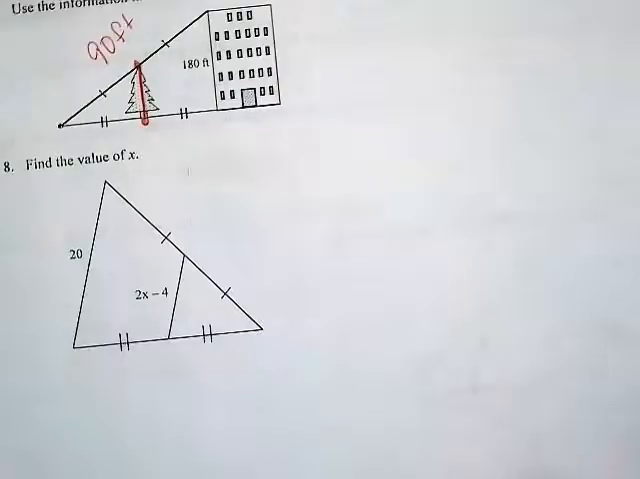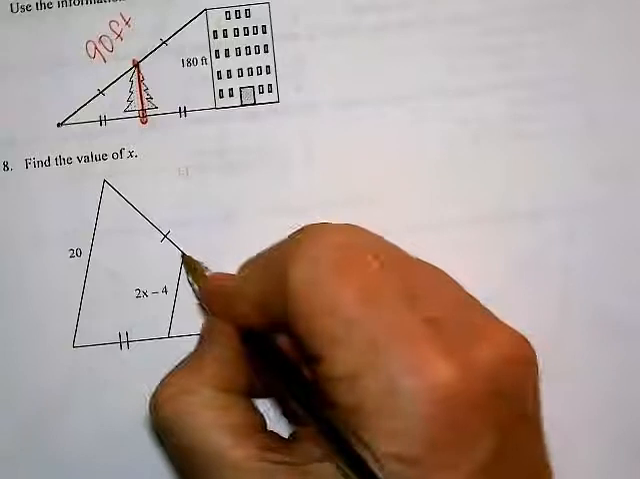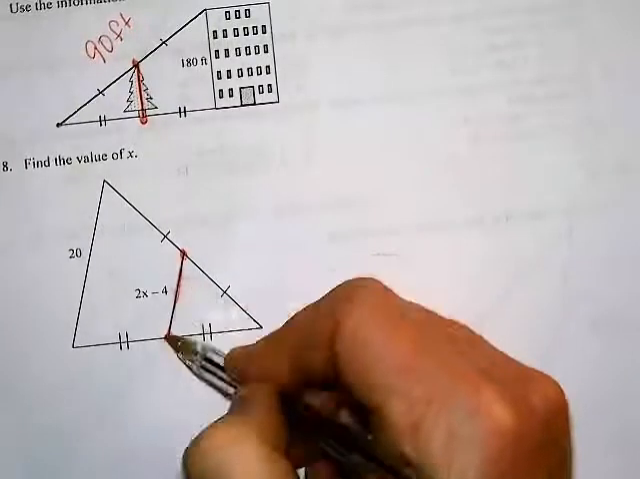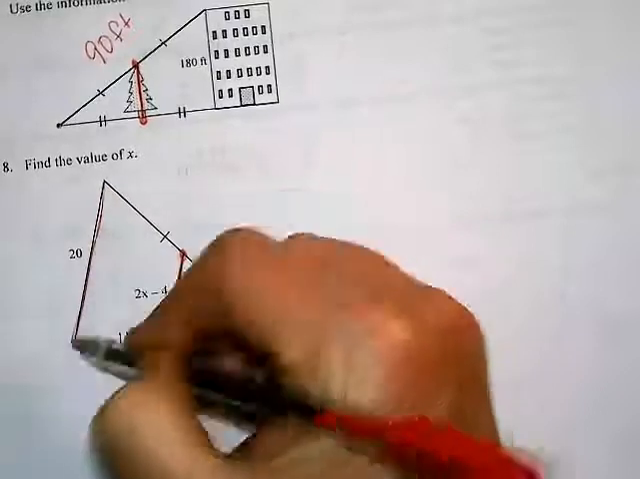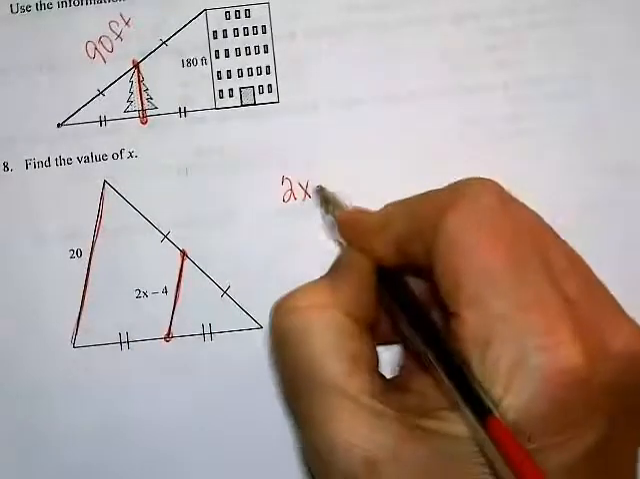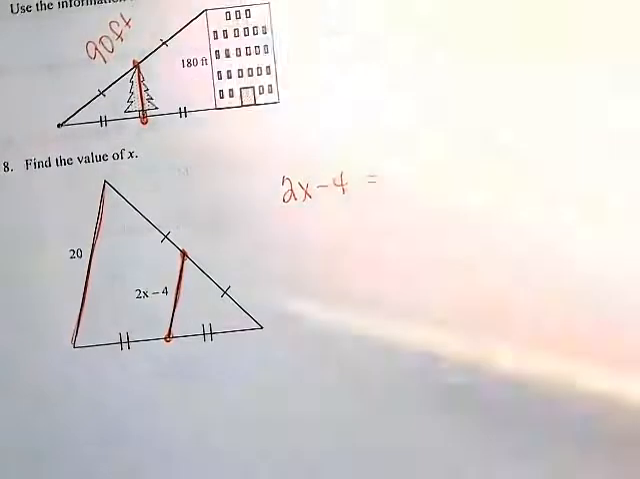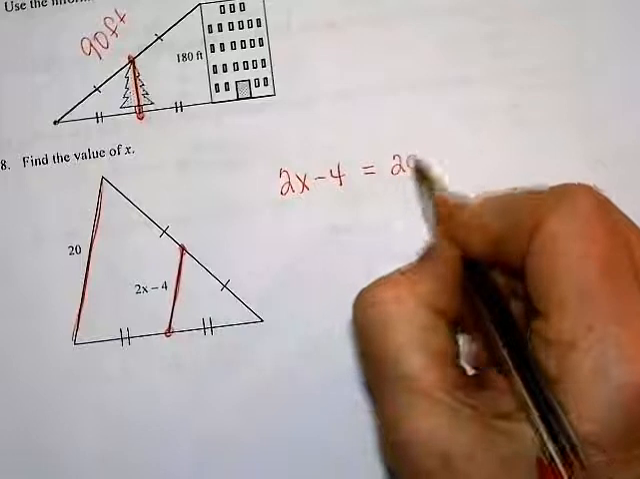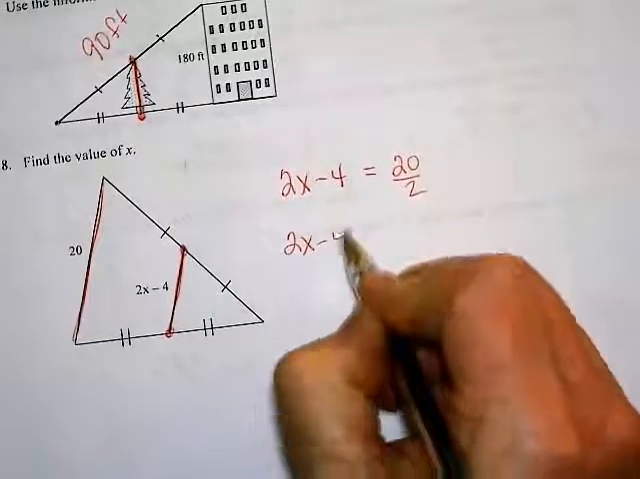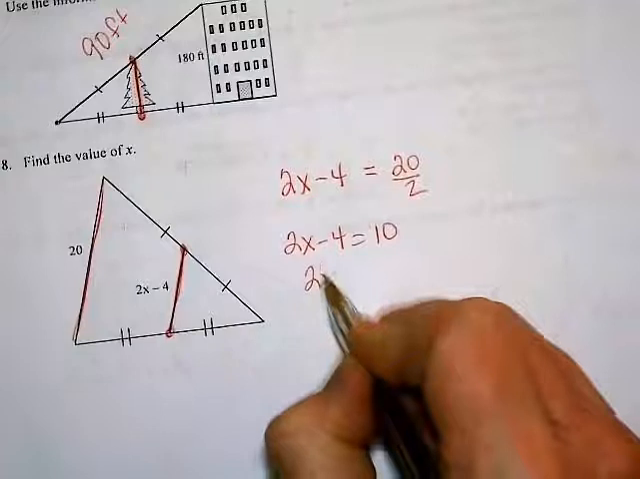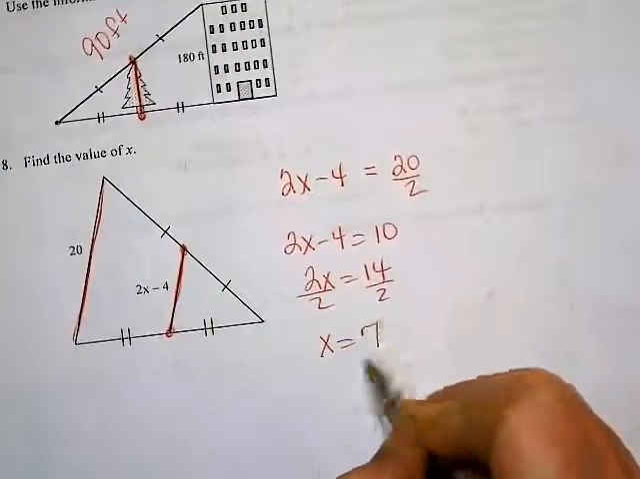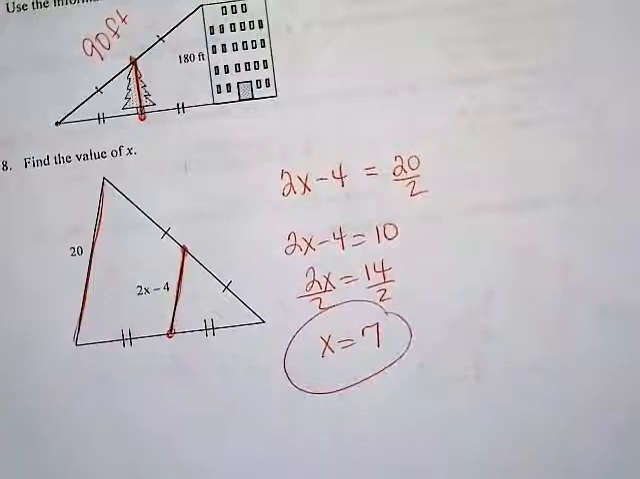Number 8, again, we have the mid-segment. So this side is half as big as this side. So 2x minus 4 is equal to what? Half of 20, 20 over 2. So 2x minus 4 is equal to 10. 2x is equal to 14. x is equal to 7. And that's what they asked me to do, was find the value of x.